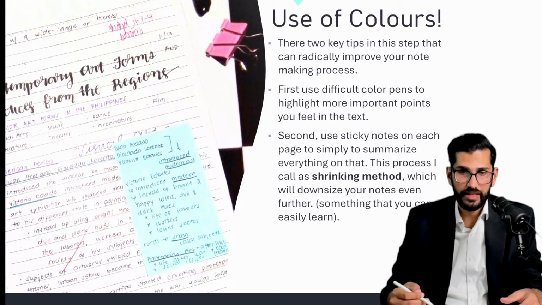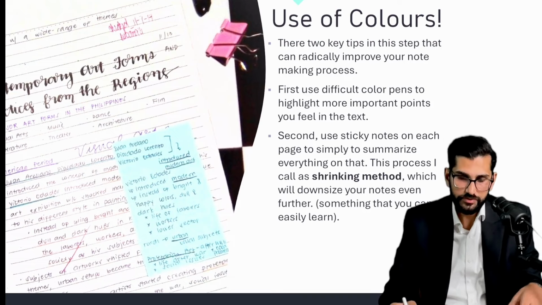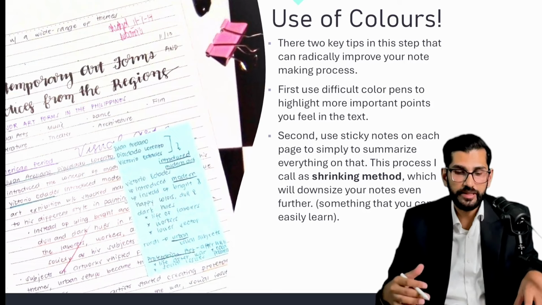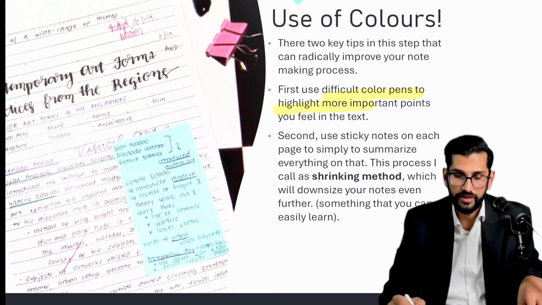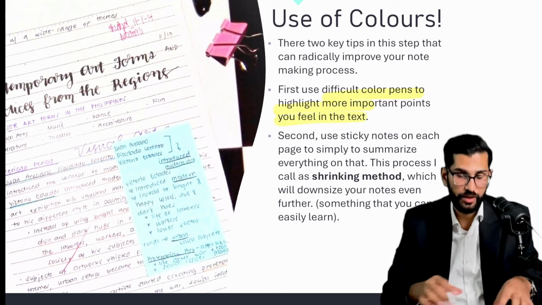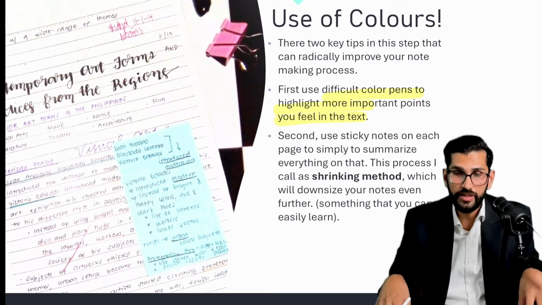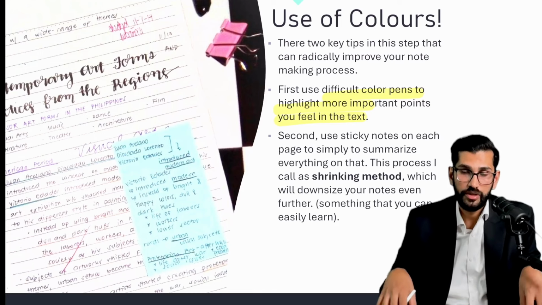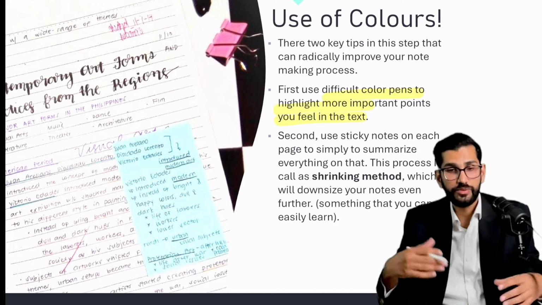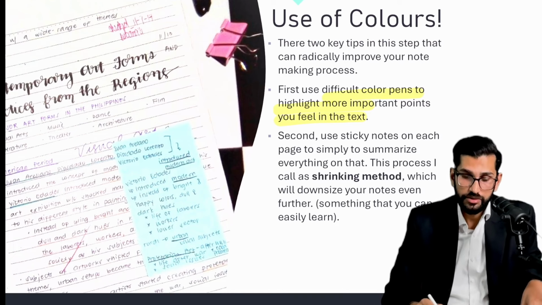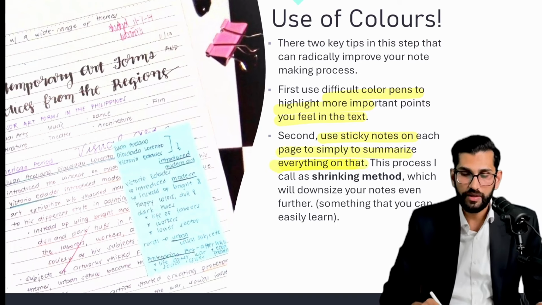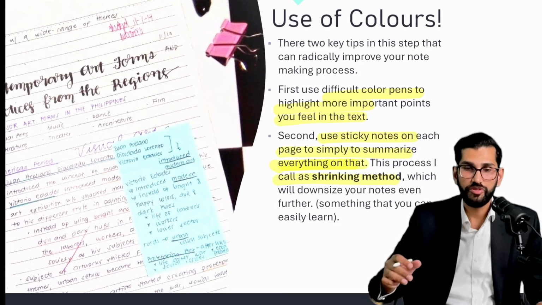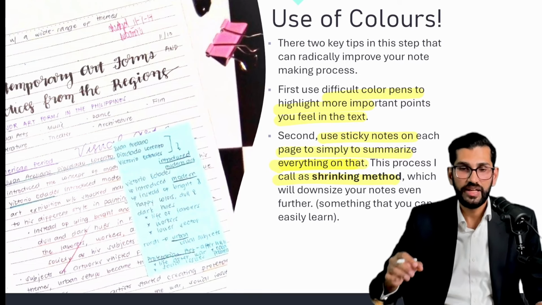Now, there are two key tips that I want to give here. The first one is the use of colors. So these tips will radically improve your note making process. First, use different color pens to highlight more important points you feel in the text. Now, even within your notes, you can use highlighters to highlight that text. Secondly, use different colors. Thirdly, use sticky notes on each page to simply summarize everything on that.